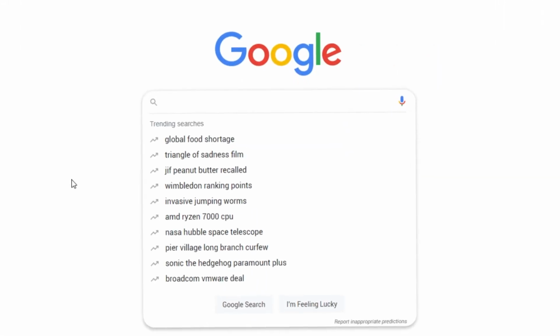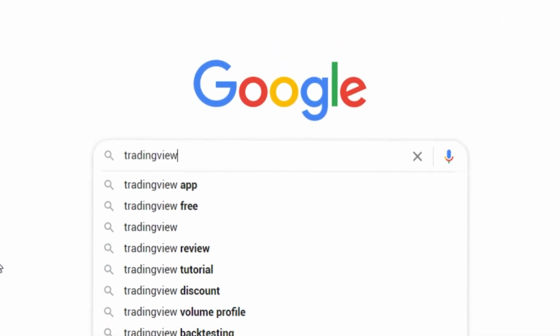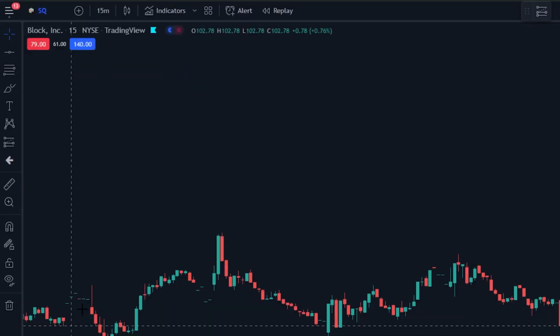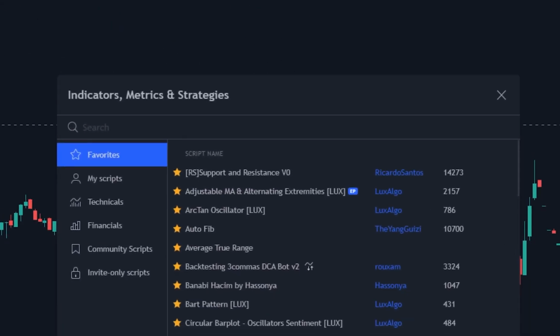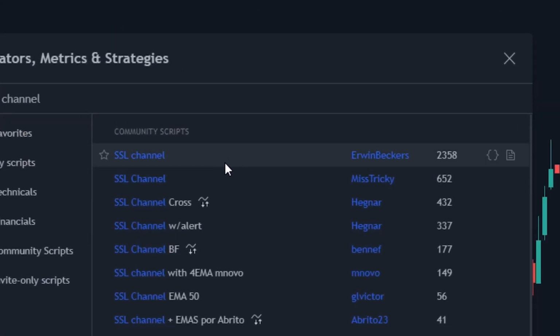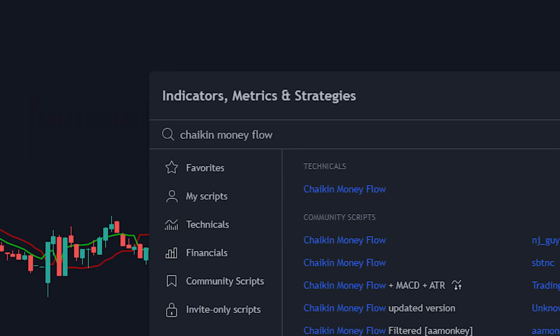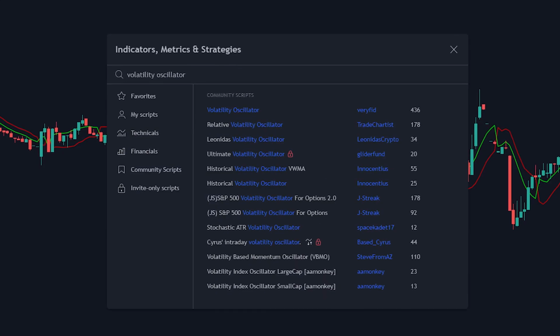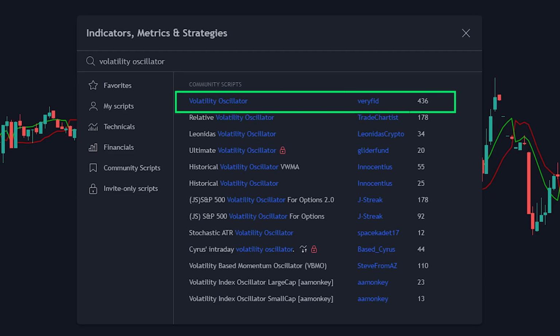To first get started, we have to hop on TradingView. If you don't have it already, I'll leave a link in the description. First, you're going to want to go to the Indicators tab, type in SSL channel, and add this one right here. The second indicator is the Chaikin money flow indicator. Then the third and final indicator is a volatility oscillator.